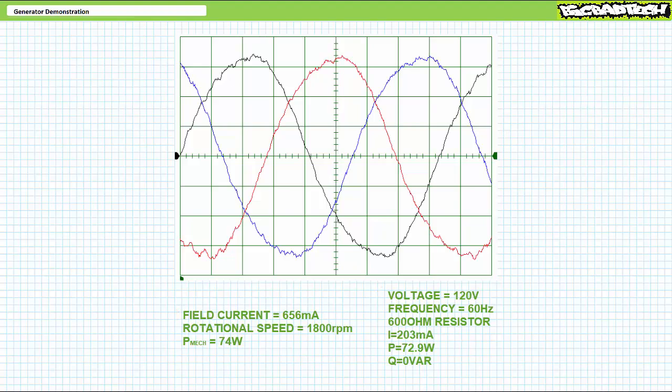Now, before you get the false impression that compensating for each and every load scenario is as easy as I just demonstrated, let me assure you it is not. Sometimes this is quite frustrating, especially at the upper limits of a generator's rating.